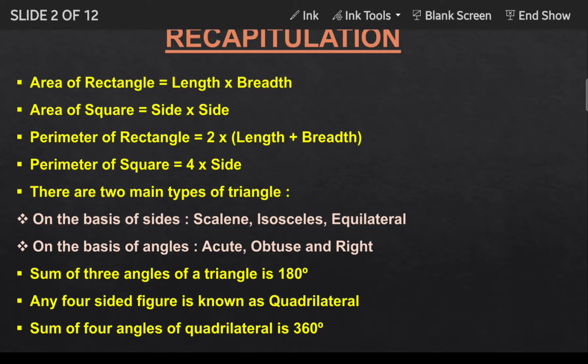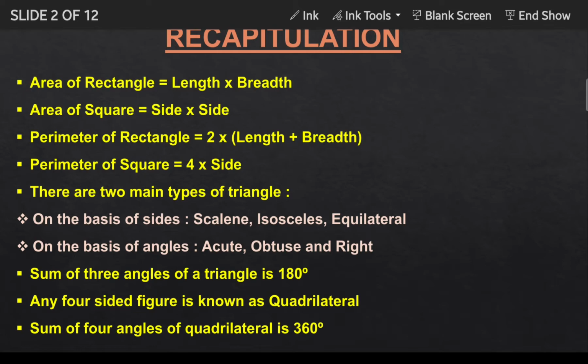There are two main types of triangle, that is on the basis of sides and on the basis of angles. Further, on the basis of sides, triangles are divided into three categories: scalene triangle, isosceles triangle and equilateral triangle. Scalene triangle is one triangle in which all the sides are of different length. Isosceles triangle means in which two sides are of same length and one is of different length. And equilateral triangle is the triangle having all sides of equal length.